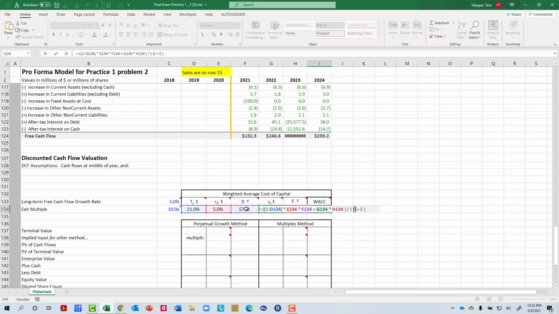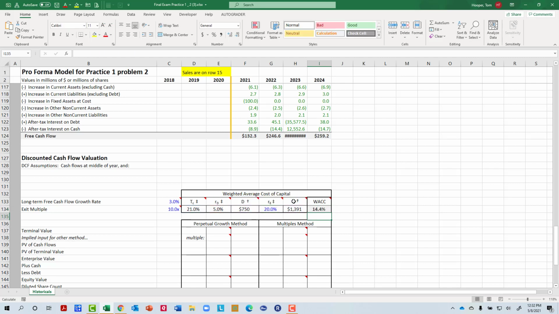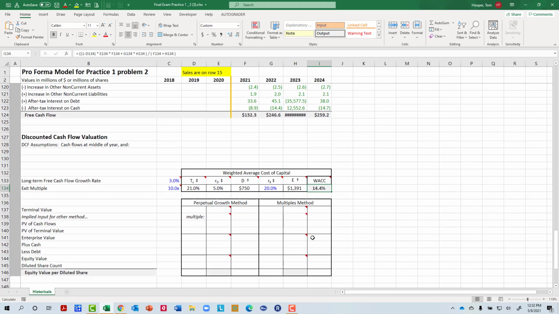Get the debt. And again, for equity, I'm going to click on the cell above it and hit down arrow. Let's see if that makes sense. 14.4 is a little closer to 20 than it is to 5 because I'm more weighted by equity than I am by debt. So, all right, that passes a reality check.